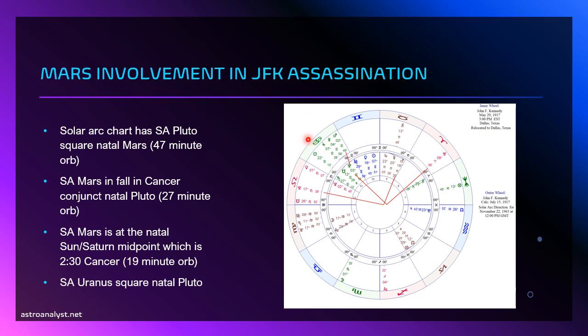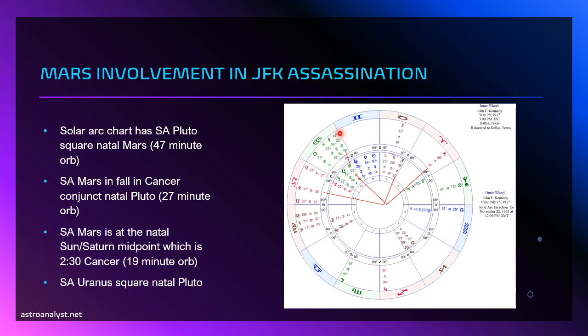So in this case, we have the solar arc chart where we have solar arc Pluto here at 17 degrees 39 minutes, square that natal Mars in detriment within a 47-minute orb, less than a degree. So that's already a bit ominous when you see Mars and Pluto together, which can be very violent in that sense. And then, along with that Mars-Pluto connection between solar arc and natal Mars, you have solar arc Mars conjunct natal Pluto.